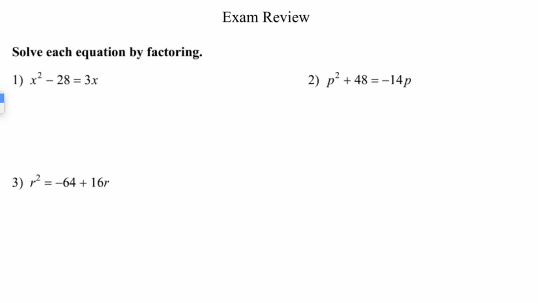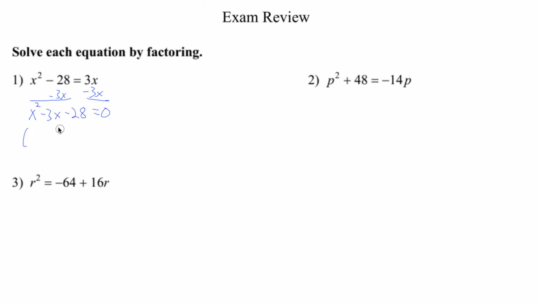Each one of them has a squared term. And so when we solve by factoring, we want to get all the terms on one side and set it equal to 0. So we're going to subtract 3x from both sides. When we subtract 3x, we're going to go ahead and put this in descending order. So we put the x squared, then the x term, then our constant, and that's equal to 0.